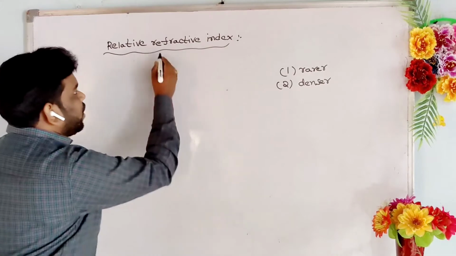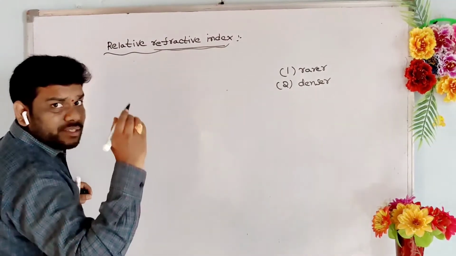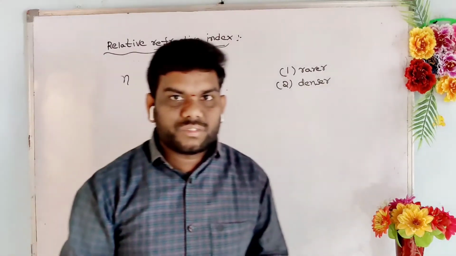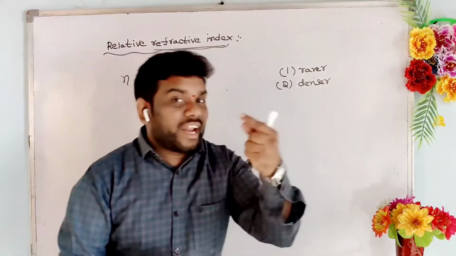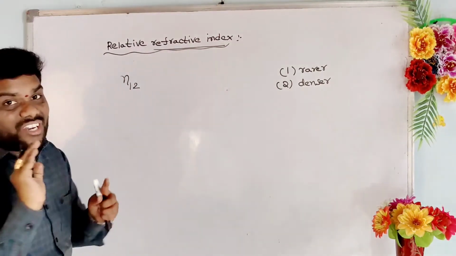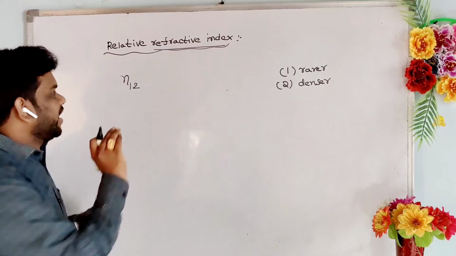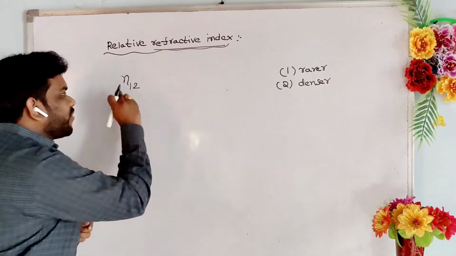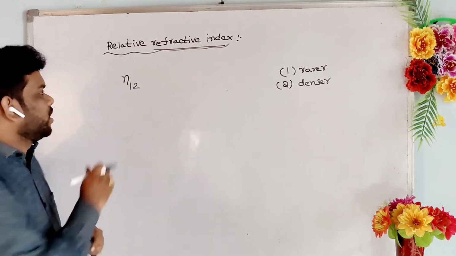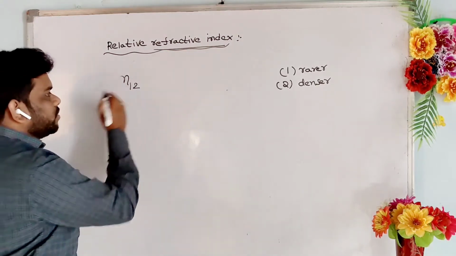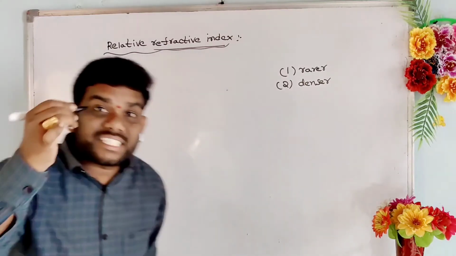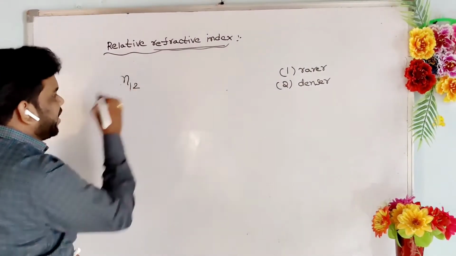Let's start. Relative refractive index. Generally the refractive index symbol is n. There are two media, 1 and 2. This is n12, read as n one two, not n twelve. Okay students, it should be read n one two. So n12 means the refractive index of the first medium with respect to the second medium.